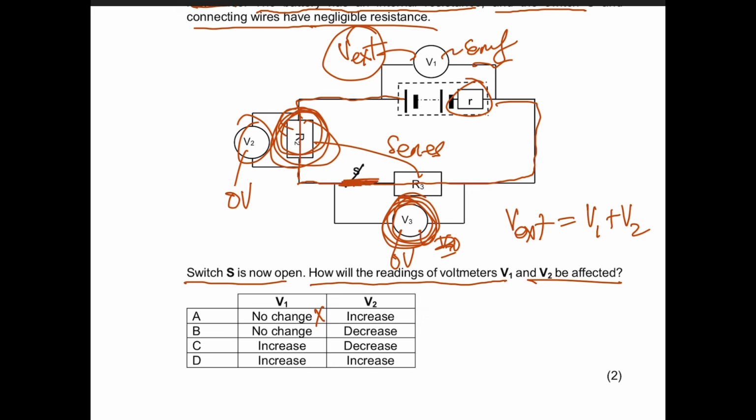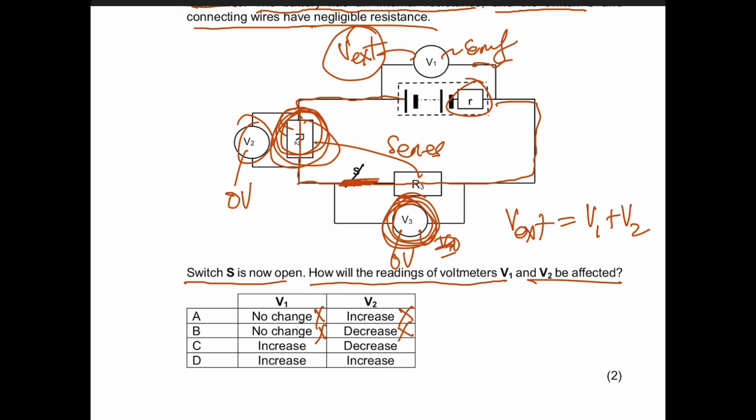When the switch is open, let's say it was closed before and now it's open, there will be no change. Yes, there will be a change, so that is the wrong option. There will be no change, that's not an option. So, what is going to happen in V1?